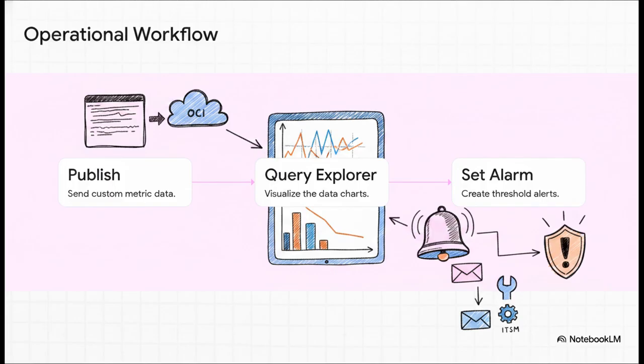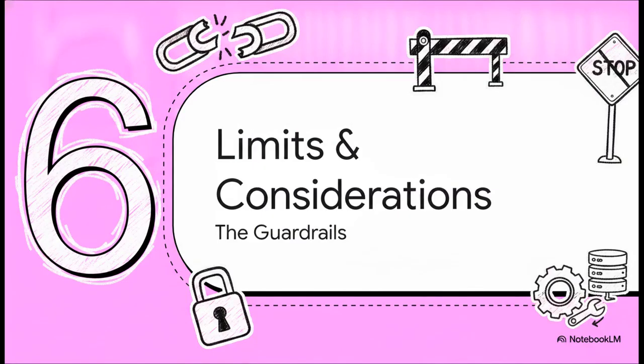Finally, to complete the whole loop, you set up an alarm. Think about it. If your custom Java process count suddenly drops to 0 at 3 a.m., OCI can automatically trigger an ITSM alert so your team isn't caught completely off guard the next morning. And finally, Section 6, Crucial Limits and Considerations, the guardrails. As IT professionals, we all know it is absolutely vital to understand the constraints before we deploy and inevitably break something in production. OCI definitely has some specific guardrails you have to respect.